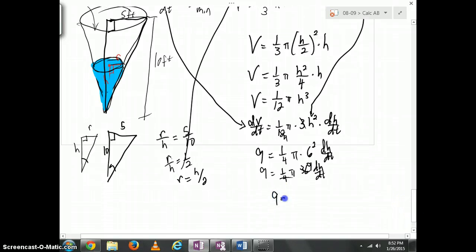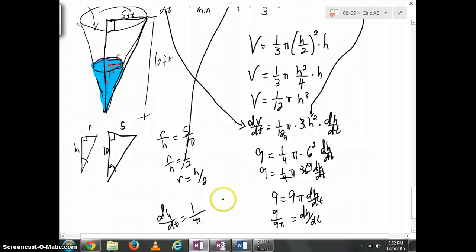And I'll have 9 is equal to 9 pi dh/dt. That means dh/dt is 9 all over 9 pi. Another way to say it, dh/dt is 1 over pi. And the units that we were using were feet. Time unit would be minute. So the water level is rising at about 1 over pi, or about 1/3 foot per minute.